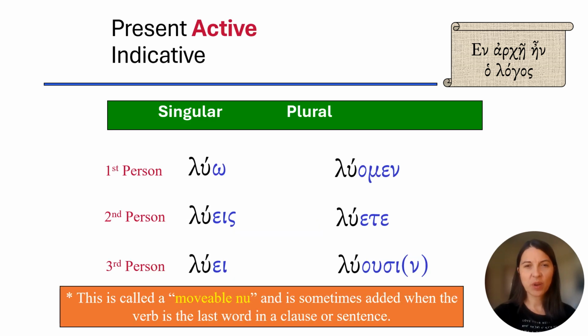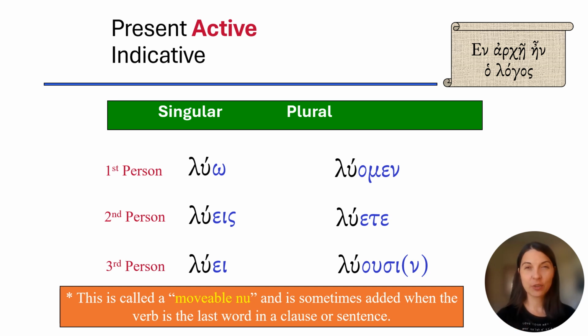So here's what the present active indicative looks like for the word luo. Like I said, in the lexical form, you are going to get the present active indicative first person singular. So luo is your present active indicative first person singular and your lexical form. So you have luo, lueis, luei, luomen, luete, luousin.